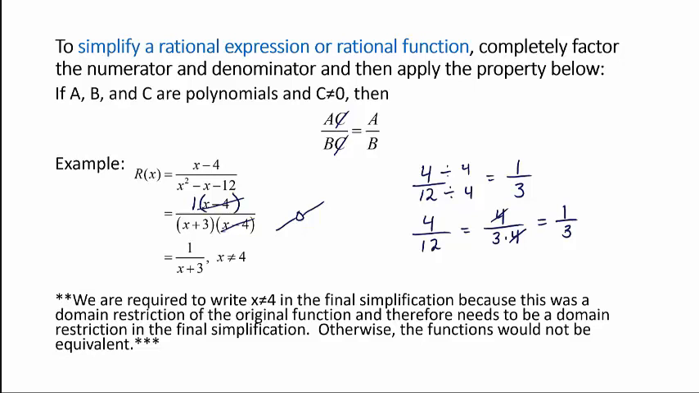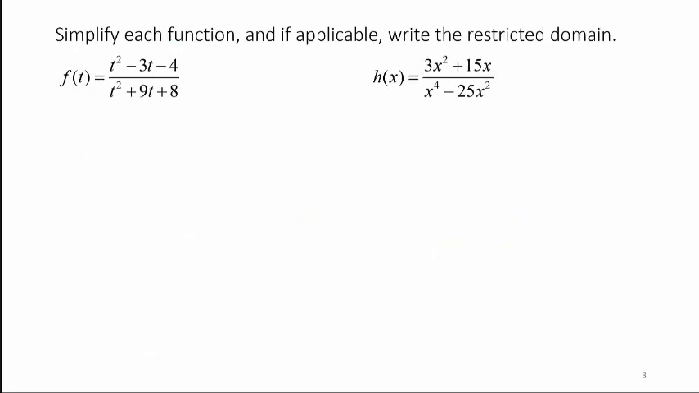You're really just splitting things into factors and canceling out factors of 1 as you see them. Okay? All right, so let's get a little bit more practice with this. So we're going to simplify each function and, if applicable, write the restricted domain. Okay, so in this first one, we have f of t is equal to t squared minus 3t minus 4 all over t squared plus 9t plus 8.